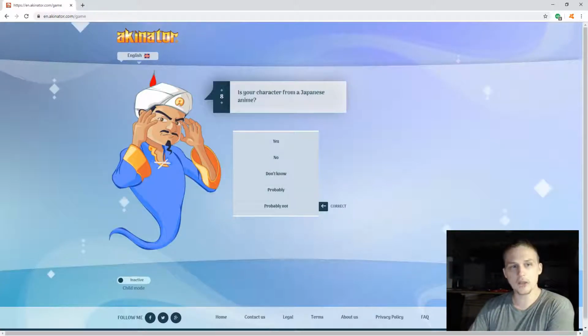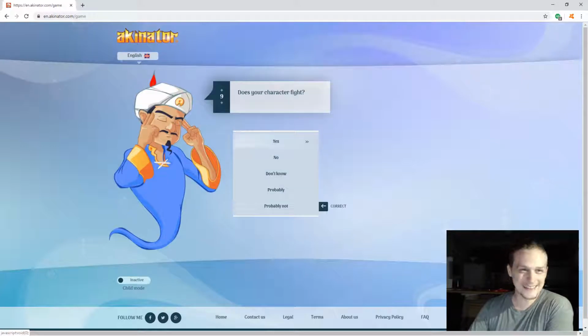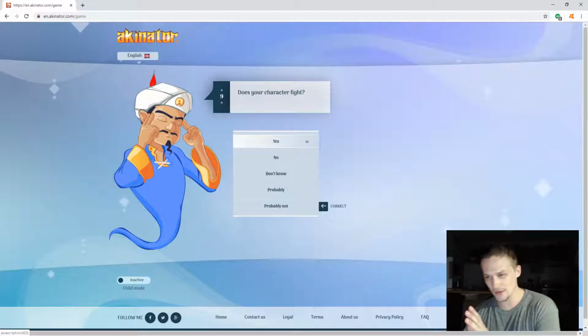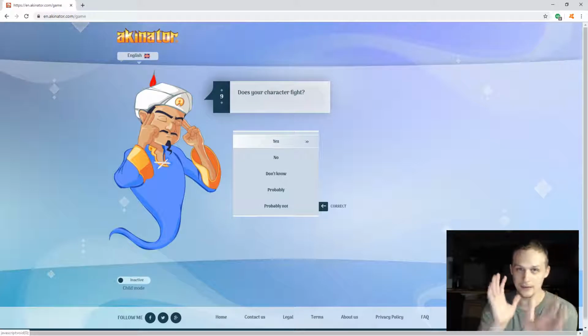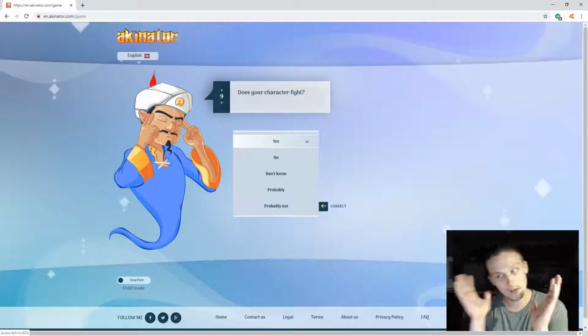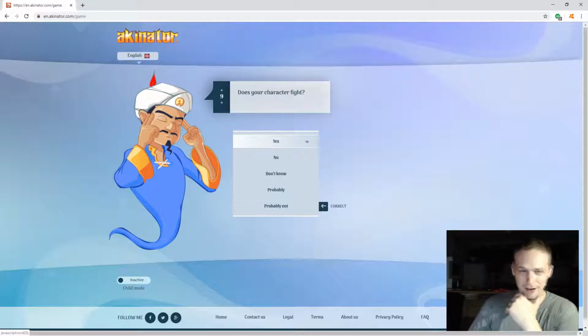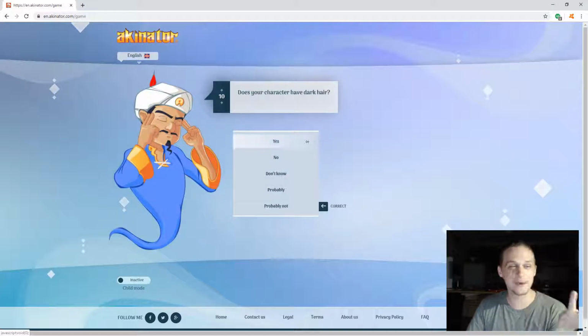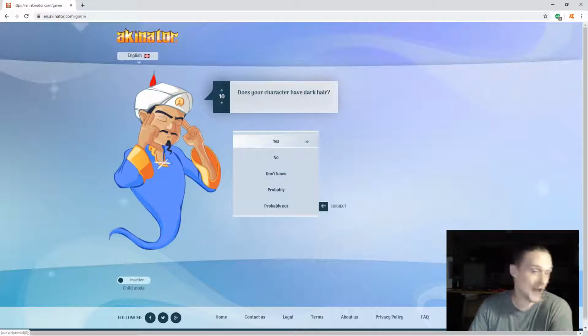Is your character from a Japanese anime? Yes, she is. Does your character fight? Oh, I don't know. Technically, she does, but I don't know what he means by fighting. She does technically, but she doesn't at the same time. Again, it's very confusing with this one character because she is kind of the B word. So you could even say the C word for all you youngsters out there. Does your character fight? Yes.